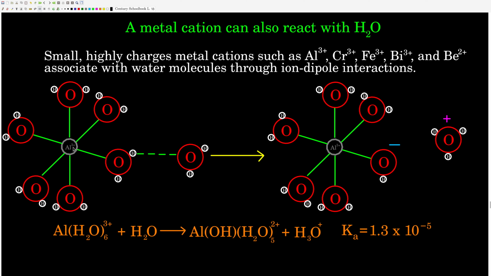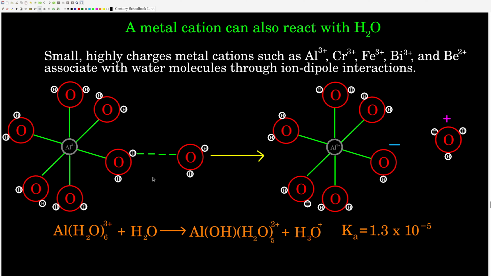So the +3 charge here attracts the lone pairs of electrons on the oxygen atoms, and we have this structure here. The formula would look like this: Al(H2O)6, overall +3 charge. What happens is, in solution, because this aluminum ion has a +3 charge, which is really high, it's pulling electrons toward it through this ion-dipole interaction, pulling electrons away from the oxygen-hydrogen bonds here.